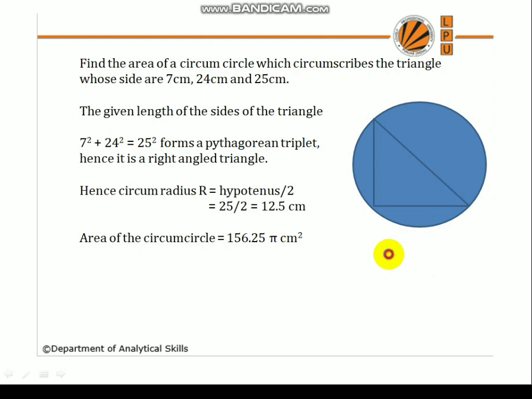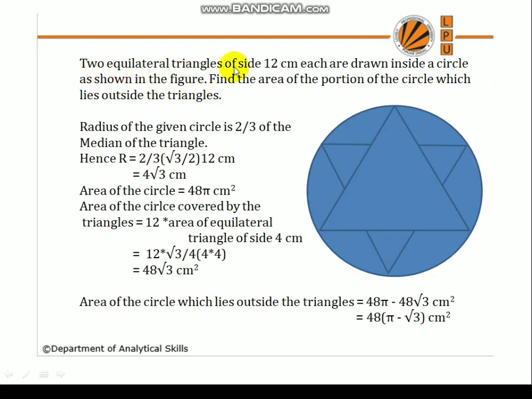Fine, let's see the next problem. Two equilateral triangles of side 12 cm each are drawn inside a circle as shown in the figure. See the figure here, there is a circle and two triangles are drawn like a star inside the circle. Find the area of the portion of the circle which lies outside the triangles, which means I want these areas that are outside the triangle. In short, outside this star formation.